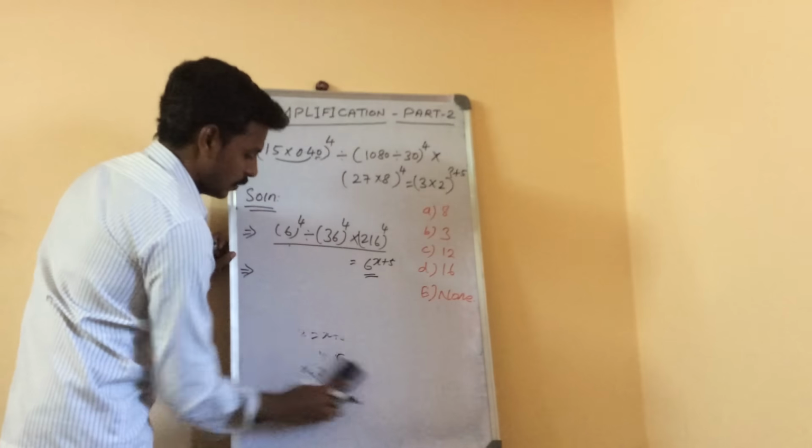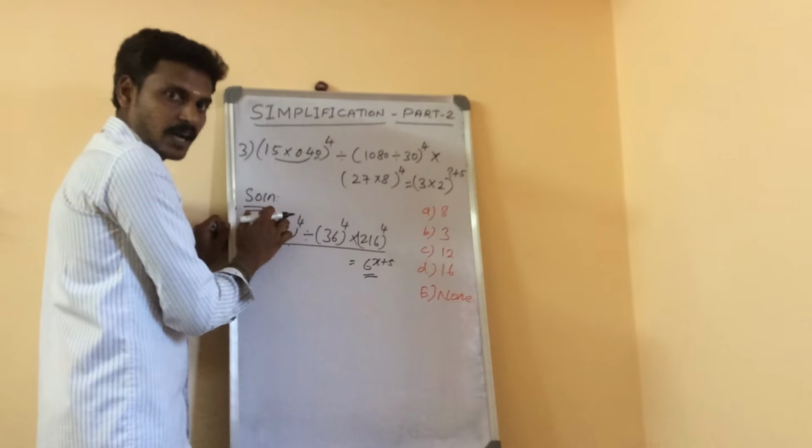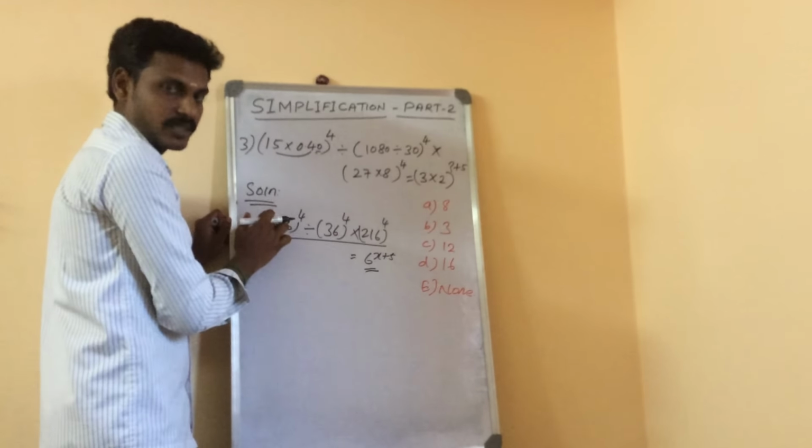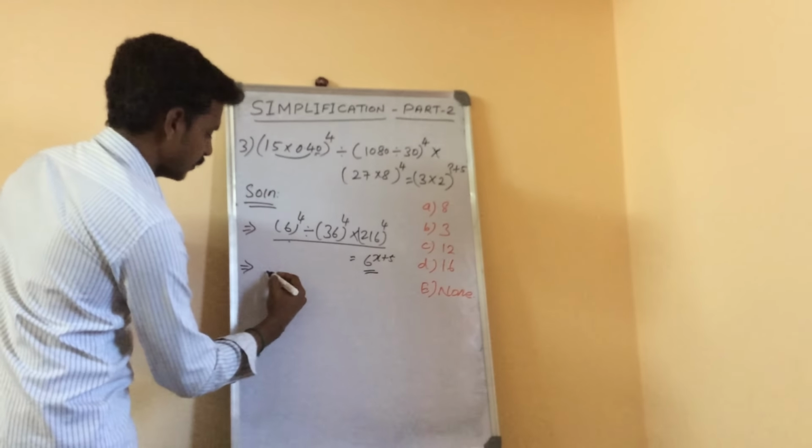So we need to conclude that all these values come with 6 power of 6 only, right? Okay. Move to the next second step.